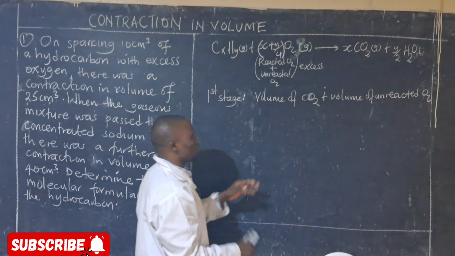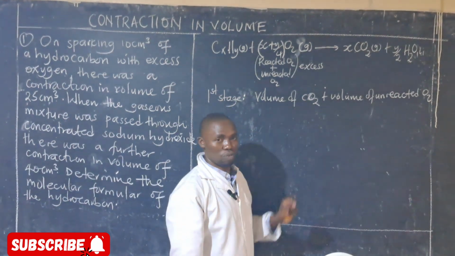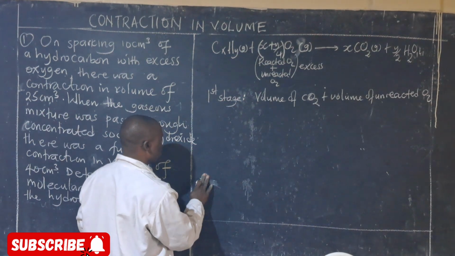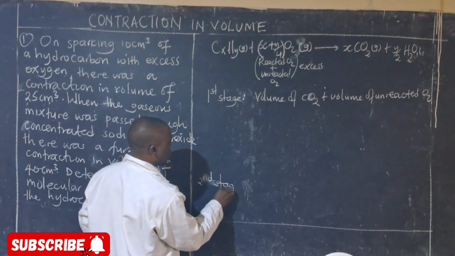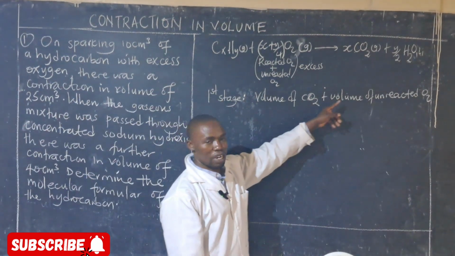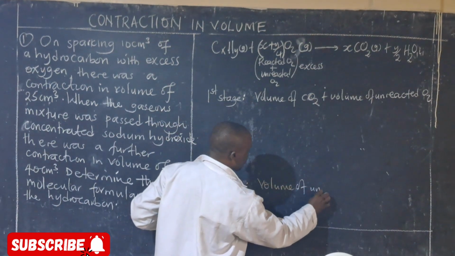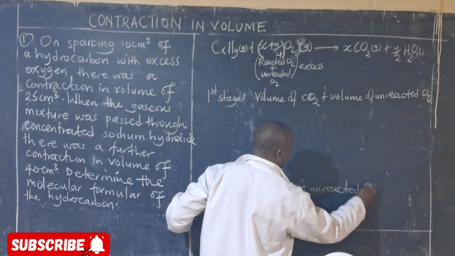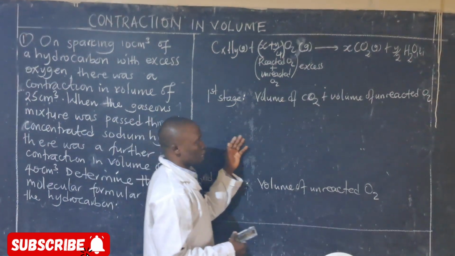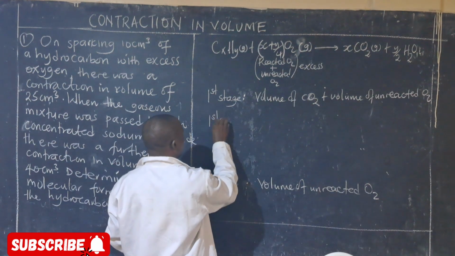Now, at the first stage, this is what I have. Then the second stage, we pass this mixture through potassium hydroxide or sodium hydroxide, then it absorbs the carbon dioxide. So what do I have? When I pass through potassium hydroxide, I remain with unreacted oxygen. So second stage, I have volume of unreacted oxygen. But in each of these stages, there is a contraction because here water condenses off, so there is a volume reduction. So we have the first contraction.